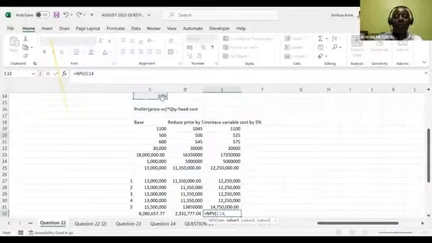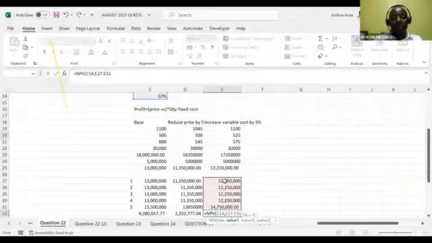Then I say comma. After that, it wants me to give it value 1 to value 5. So I'll come and take this like that. I'm able to move to there. And then of course, having taken all the values, I simply come and say close bracket. I say minus the initial outlay.